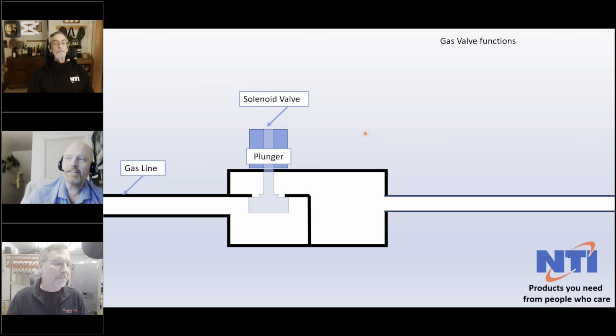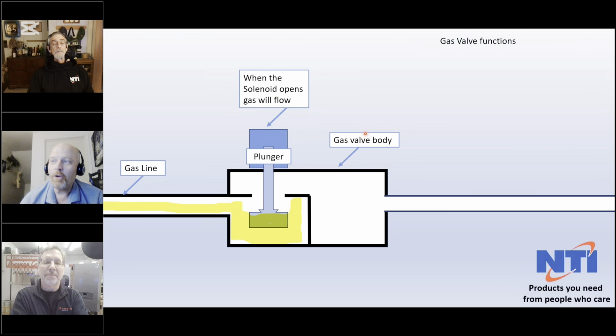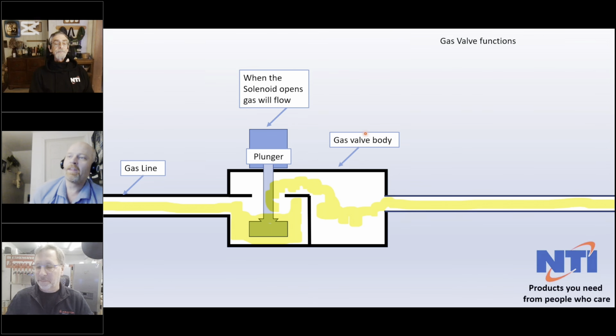So we've got a plunger there. This is what controls or stops the gas flow. Our gas comes in. Obviously, our gas is going to fill the bottom of the valve, but cannot pass through until such time as the solenoid opens. The gas valve body is there just to contain the gas, give you something to connect onto. And when we open the valve, gas obviously is going to pass around this plunger out through the gas line into whatever's connected on the other side.